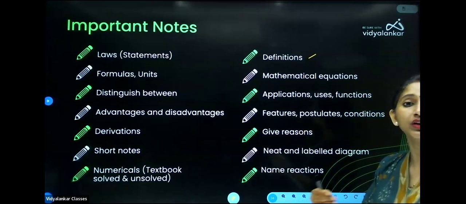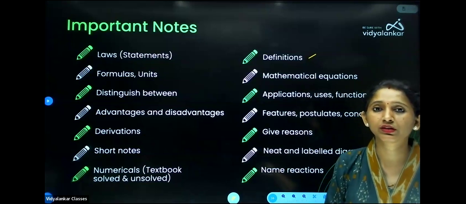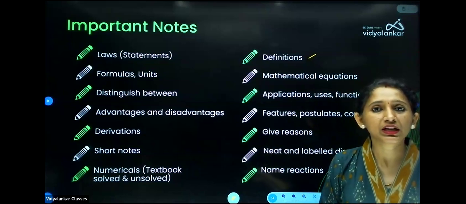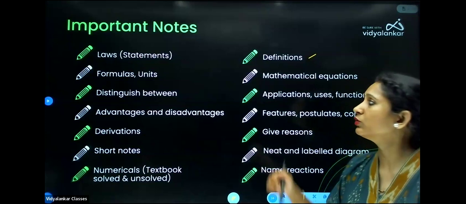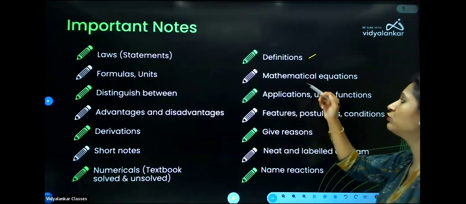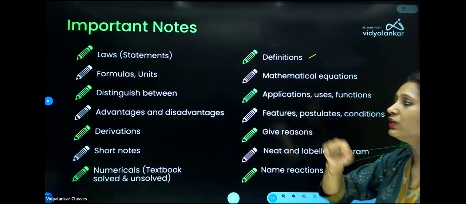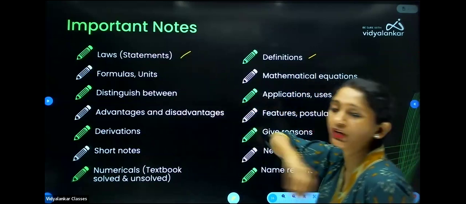As well as in organic chemistry, in the chapter of biomolecules, alpha amino acids, then peptide linkage. These are the definitions which are important. So please focus on doing the definitions. Do not skip any definition, as your 5 to 6 marks are in your hand. So study all the definitions and all the statements of laws properly.